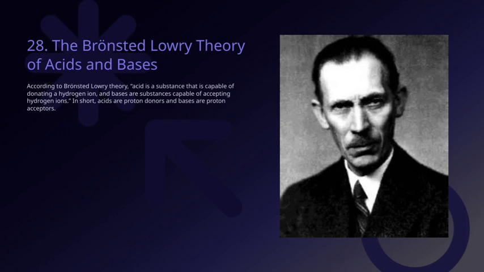According to Brønsted-Lowry theory, an acid is a substance that can donate a hydrogen ion. Conversely, bases are substances that are capable of accepting hydrogen ions. In simple terms, acids are proton donors, and bases are proton acceptors. This concept helps us understand how acids and bases interact in various chemical reactions. It's a fundamental idea that connects to the overall theme of how substances behave and influence each other in chemistry. Recognizing these roles clarifies many types of chemical processes and reactions we encounter.